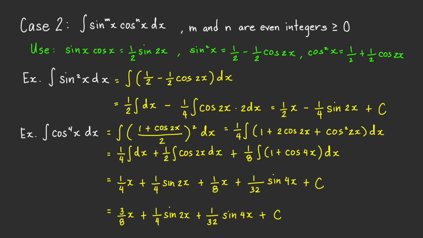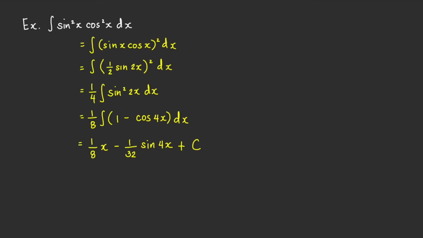Let's have another integral. Let's evaluate the integral of sine squared x cosine squared x dx. In the case where the powers of sine x and cosine x are equal, the first step is to factor out the power. In this case, we factor out the 2. We can write it as the square of sine x cosine x. And now we use the identity for sine x cosine x, which is just equal to 1/2 sine 2x.